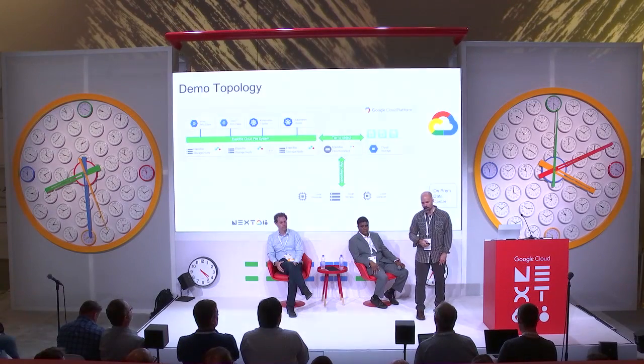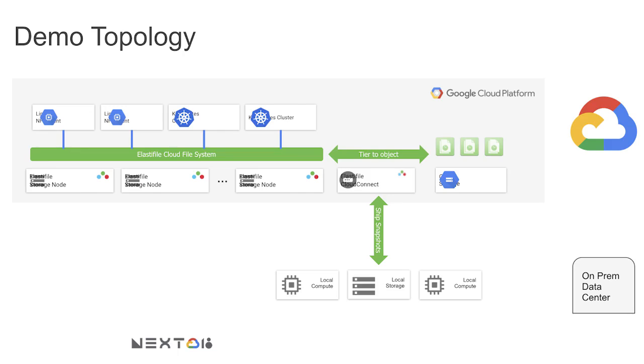Let's show this stuff in action. So the demo topology I'm working with today: on the top is a project inside a cloud platform. I have our file system deployed. I've got a few standard Linux clients running on CentOS. I have a Google Kubernetes Engine cluster running, and that's already deployed. And then I'll be running different applications from there.